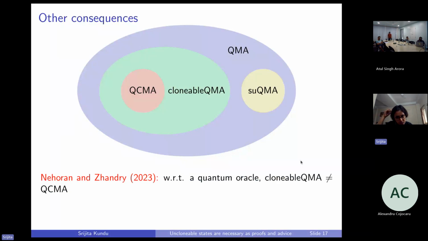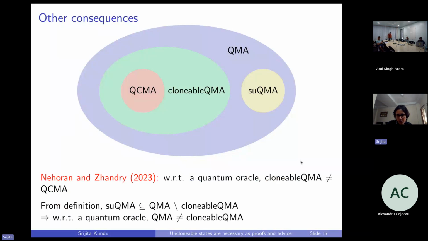In particular, Nehoran and Zhandry in 2023 showed that with respect to a quantum oracle, you can also separate the class clonable QMA and QCMA. Now we showed that there exists a problem in SUQMA. SUQMA by definition must lie in QMA minus clonable QMA, because we said that if a problem lies in SUQMA, it cannot be in QCMA, but in fact, you can make a stronger version of that statement. If a problem lies in SUQMA, it cannot lie in clonable QMA, because if it lies in clonable QMA, it has a clonable proof, and if you're in SUQMA, you cannot have any clonable proof. So a consequence of our result is that with respect to a quantum oracle, you can also separate QMA and clonable QMA. So with respect to a quantum oracle, at least, all these classes, QMA, clonable QMA, and QCMA are distinct.